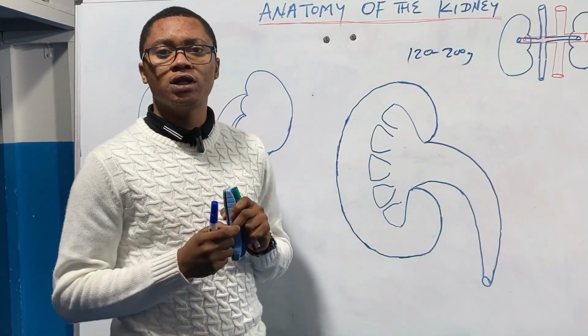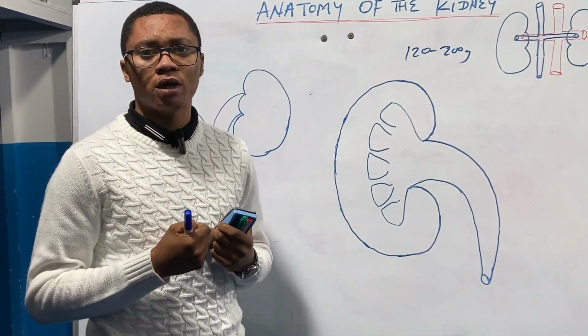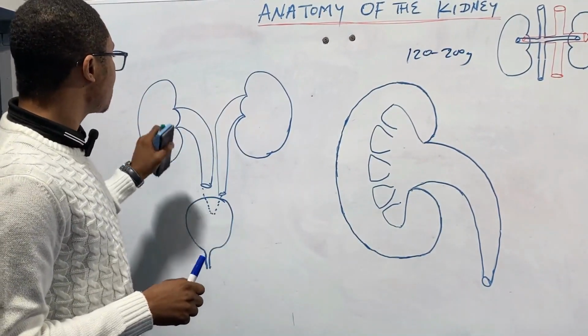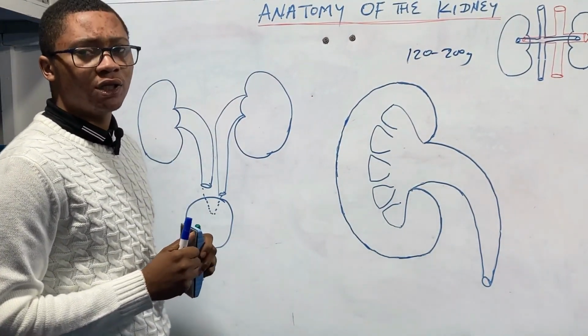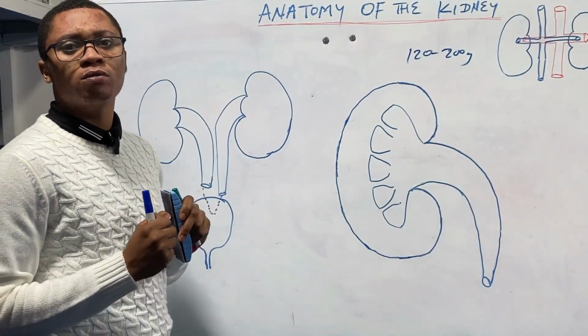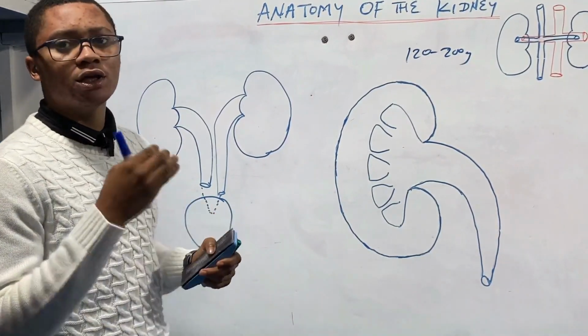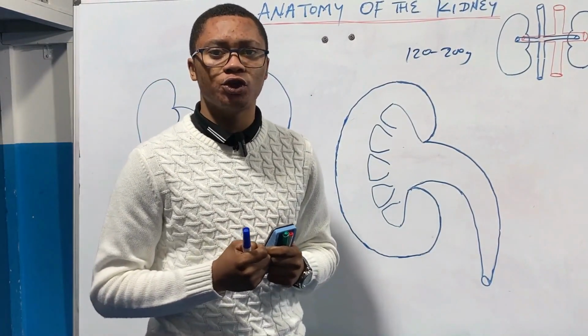The other function of the kidney is that it helps with regulation of the amount of water in the human body. This is one of the main functions of the kidney. When we're talking about renal physiology, we look more into the function of the human kidney. So now let's talk about the external anatomy of the human kidney.